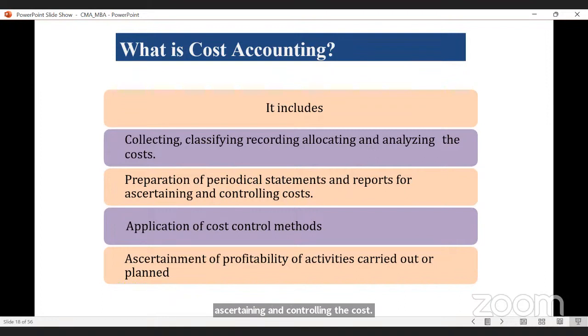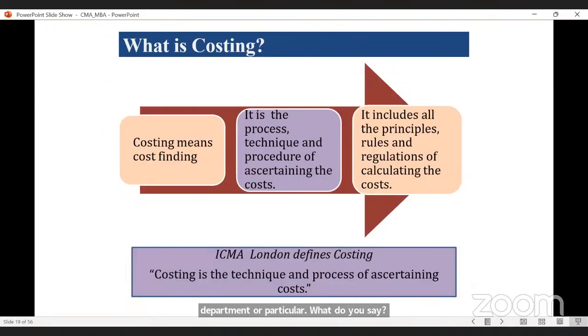Again, cost accounting is used for the application of cost control methods. How to control the cost, how to minimize the costs in order to get more profit, how to know the profitability of activities carried out or planned. All these activities come under cost accounting. Please remember, cost accounting includes all those activities, from collecting information about the cost to ascertainment of the profit by taking a particular cost center, particular department, or particular activity. So that is cost accounting.